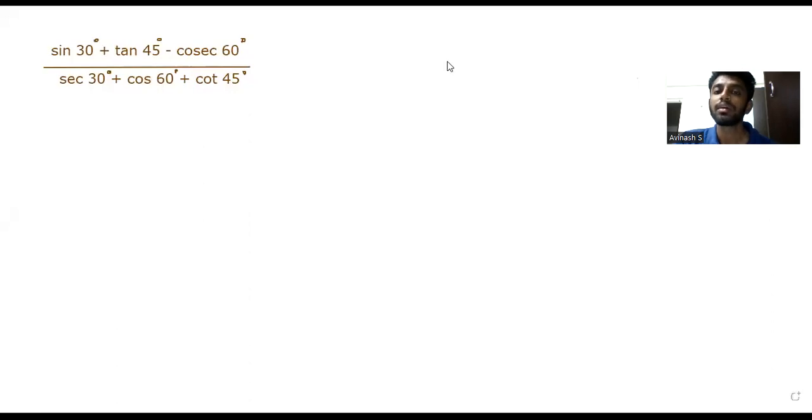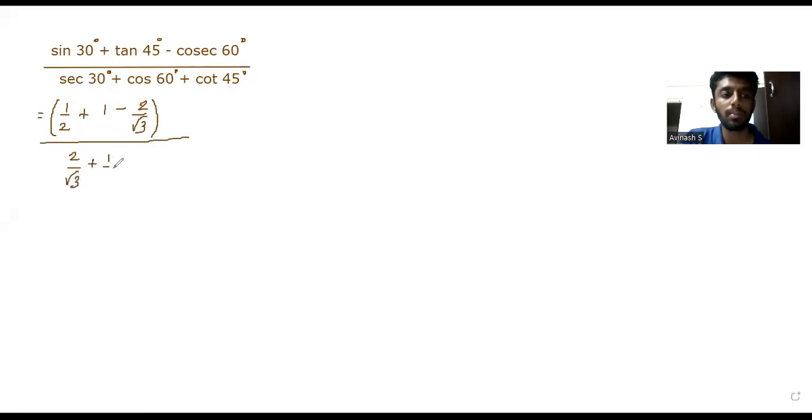Now we are going to do this problem by substitution. This is the fourth subdivision in the first problem. So we substitute the values initially. As we all know, the value of sin 30 is 1/2 and the value of tan 45 is 1. They have given a minus, and the value of cosec 60 is 2/√3. We put a bracket just not to get confused with the denominator. Then we have another denominator, which is sec 30. Sec 30 is 2/√3, then cos 60 is 1/2, and cot 45 is also 1.